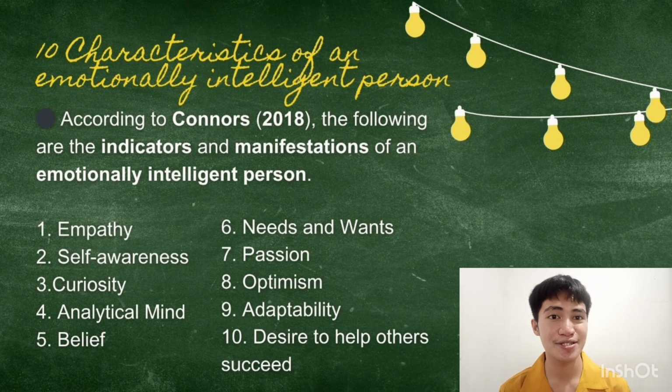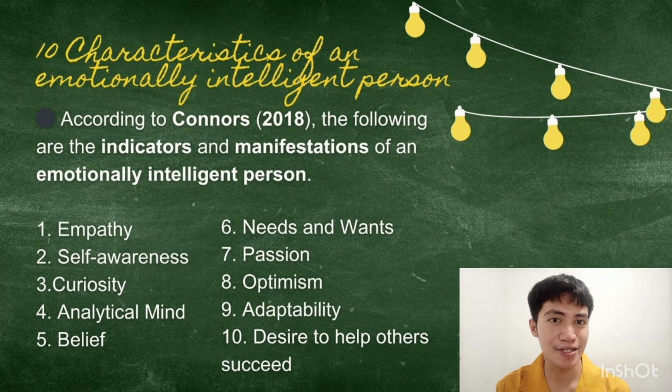Number nine is adaptability. Adaptability means being flexible and able to adjust when things change or go differently than expected. For our example, the teacher changes the topic last minute, so you quickly shift your notes and continue learning with a good attitude.